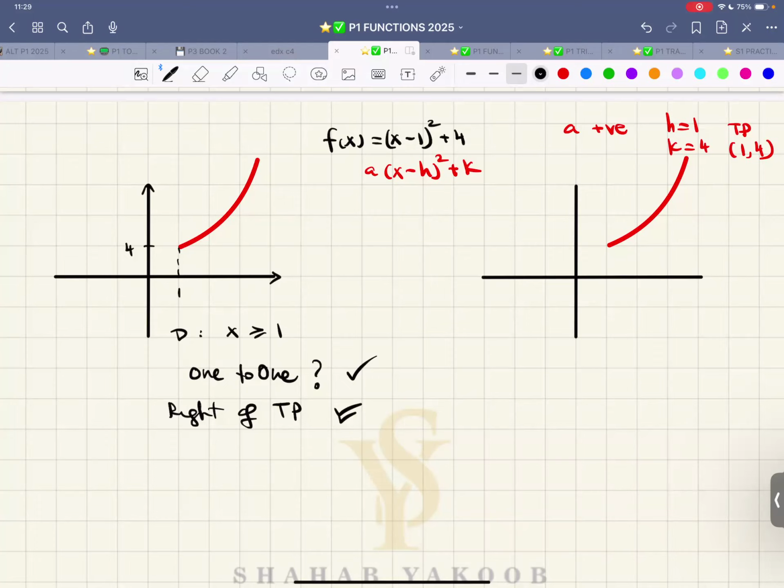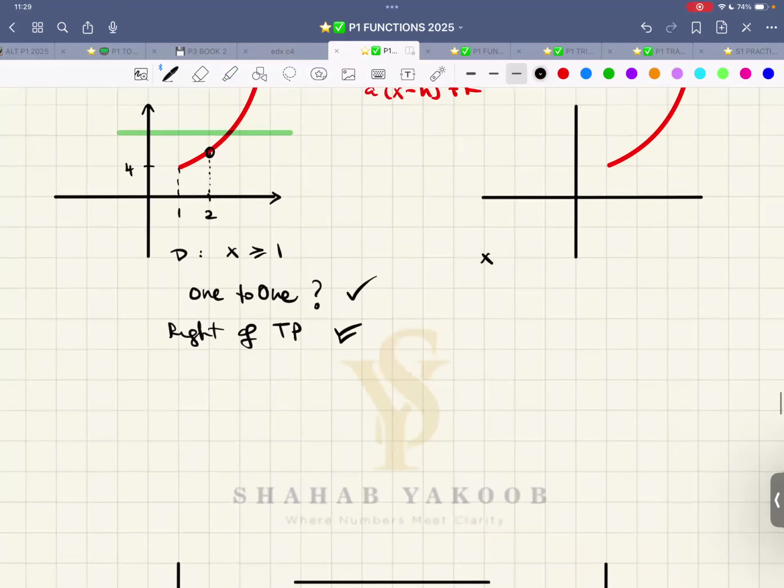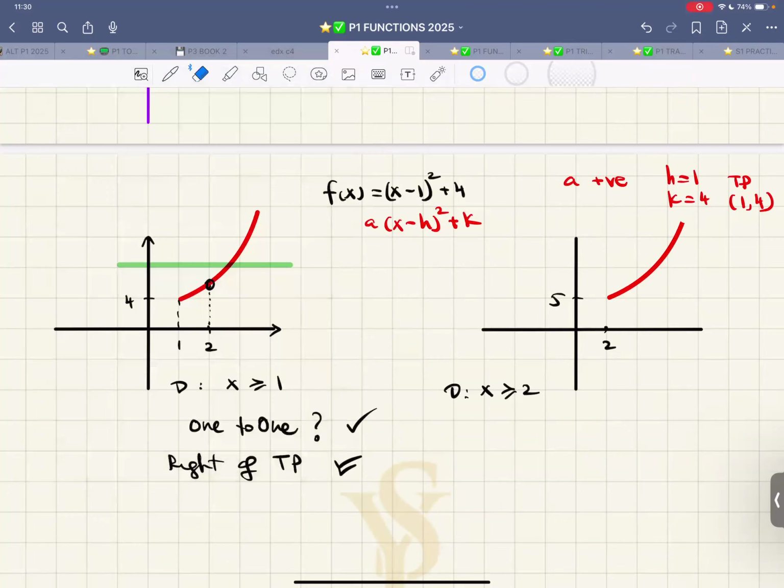Now, what if I go to the right of 2? And I'm just focusing on this part. Is it still 1-to-1? Yes, it will pass the horizontal line test. So once it has passed the horizontal line test, it is 1-to-1. So now x greater than or equal to 2. Let's say the domain, this thing is 2 and this thing is 5. And let me simplify it a bit over here. So is it still 1-to-1? Yes, it's still 1-to-1.